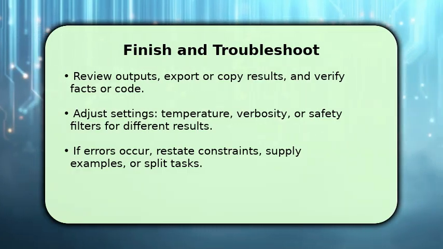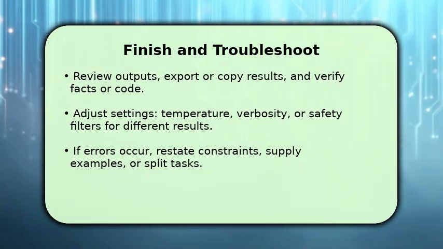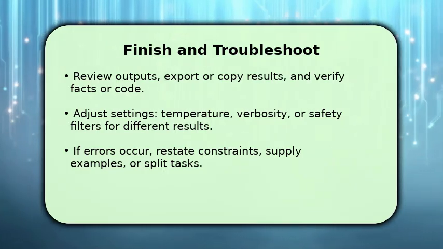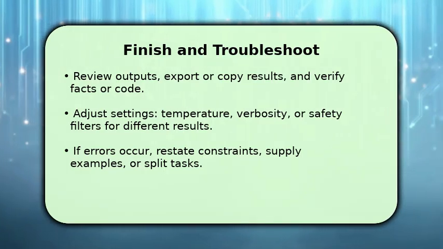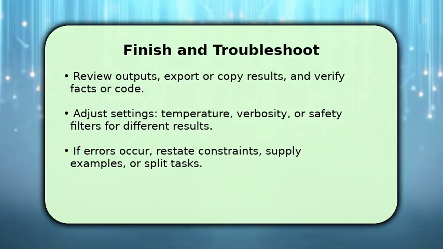When responses go wrong, restate constraints, provide a concise example, and split the task into smaller steps to isolate the issue. One key troubleshooting tip: if accuracy fails, ask Gemini to show sources or to run a sanity check and explain its reasoning.